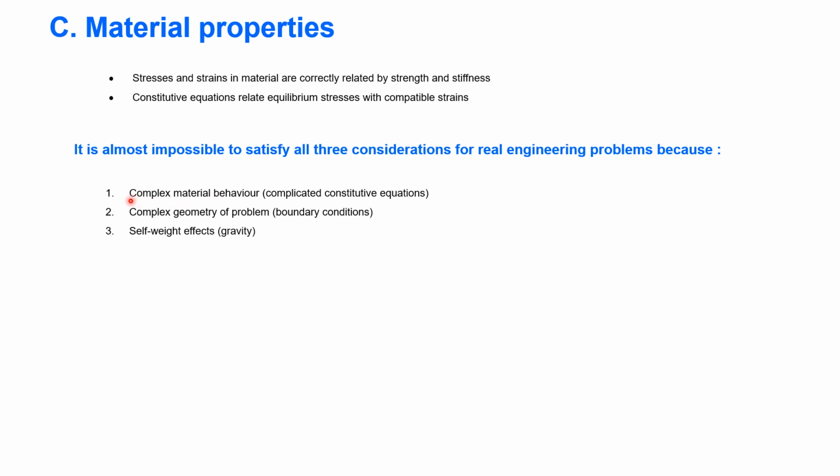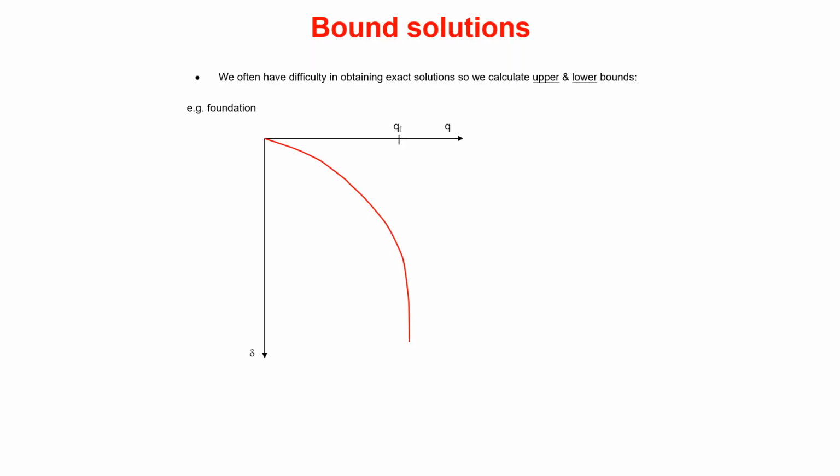The engineering problems have got complex geometry. That means what's called the boundary conditions. And then there are self-weight effects on the structures sometimes. So all of this complicates the solution no end. So we use simplified analyses or bounds.